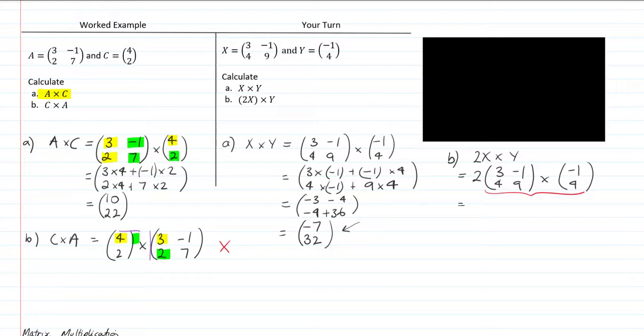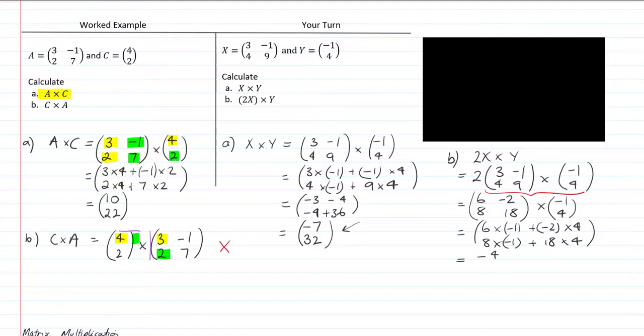But let's do it the normal way first, which would be we now get 6, negative 2, 8, 18. I've just multiplied the first matrix by 2, negative 1, 4. Then I'll do this multiplication, which is 6 times negative 1 plus negative 2 times 4, and then 8 times negative 1 plus 18 times 4. And that will be equal to negative 6 minus 8, which is negative 14, and then negative 8 plus 72, which is 64.